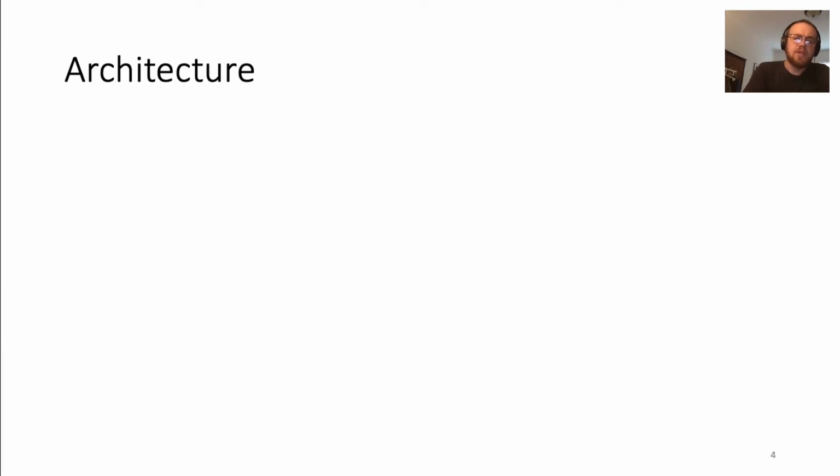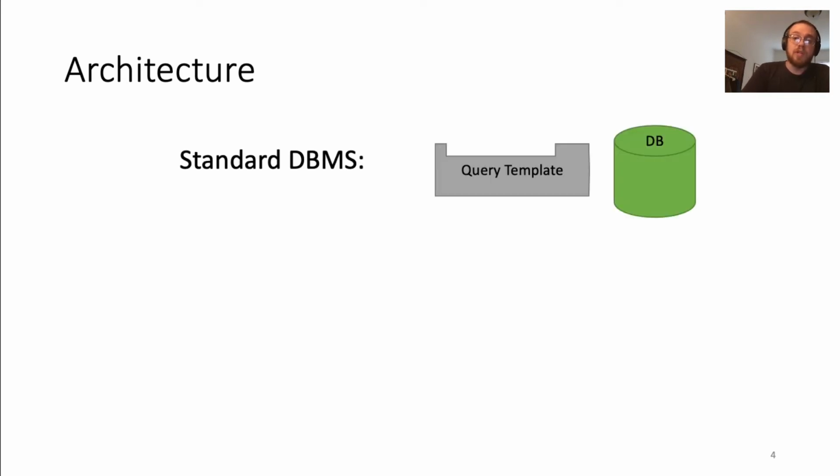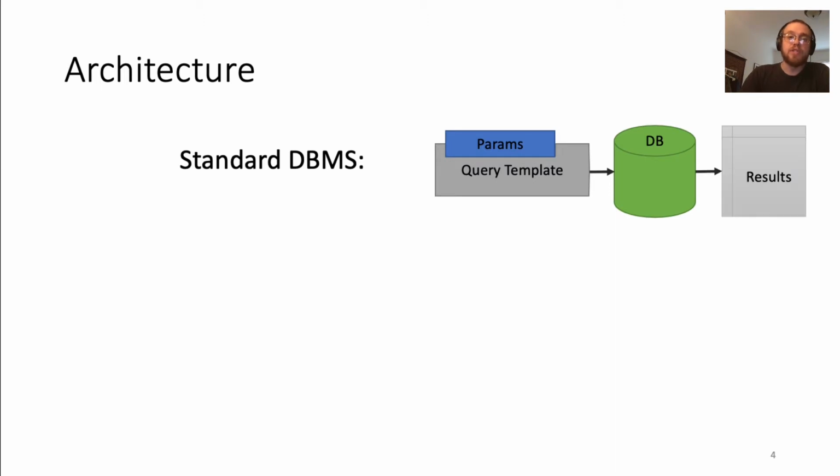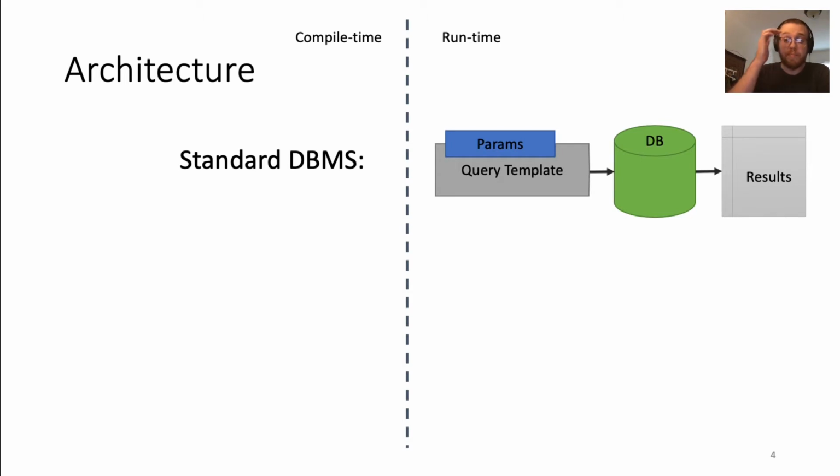To understand how Castor operates, we can compare it with a standard database system. In a normal database, the user writes a query template, they fill it with parameters, and they send it to the database. The database optimizes the query, executes it, and returns the results to the user in real time. This happens every time the user runs the query. The database needs to be able to answer any query that it receives, so it uses flexible generic data structures.